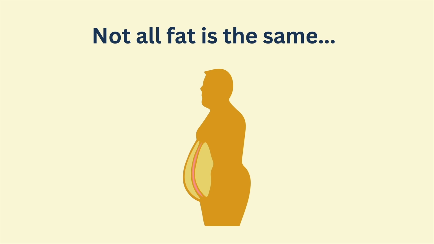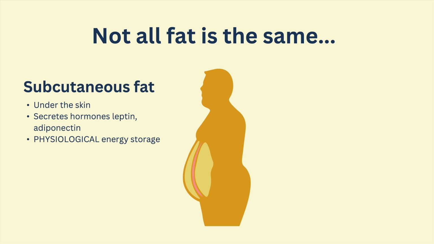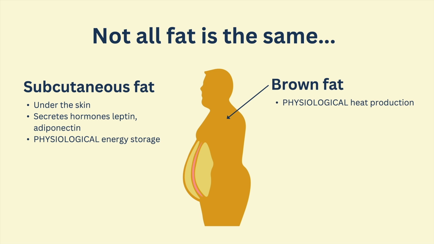So I want to start by explaining that not all fat is the same. There's subcutaneous fat, which lives underneath your skin, and it secretes a whole bunch of very important hormones. It's a very hormonally active tissue, but its role in the body is energy storage in a physiological way. So it is very useful, and it's metabolically benign. We also have some brown fat, and this regresses as people get older and babies have a lot of it. But the role of that is to generate heat.